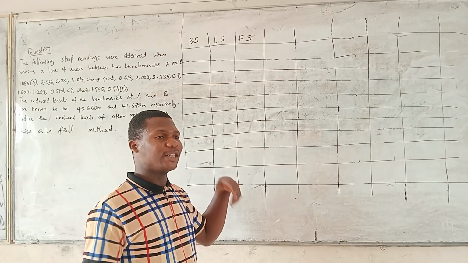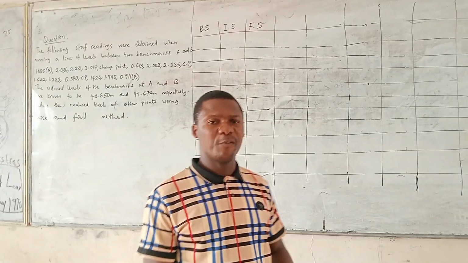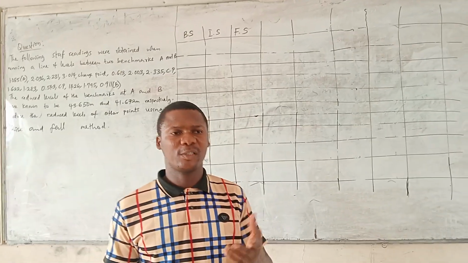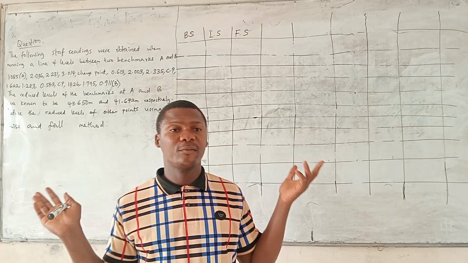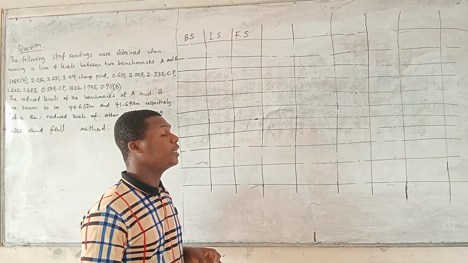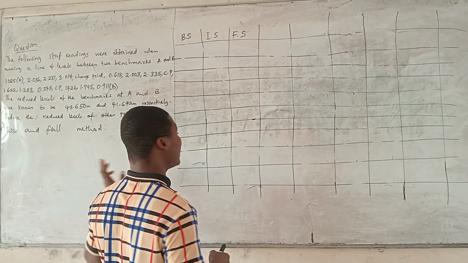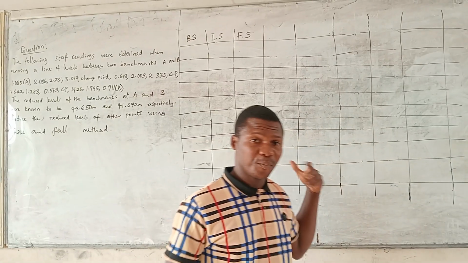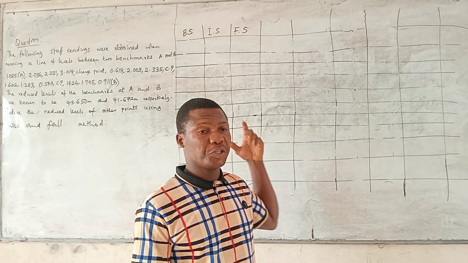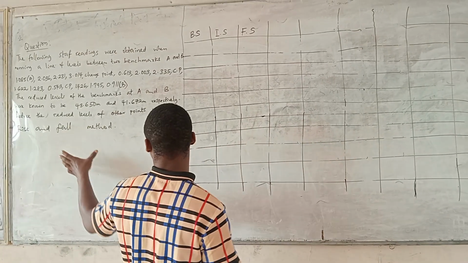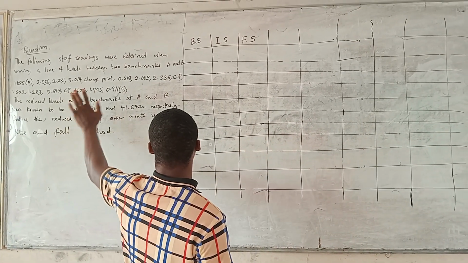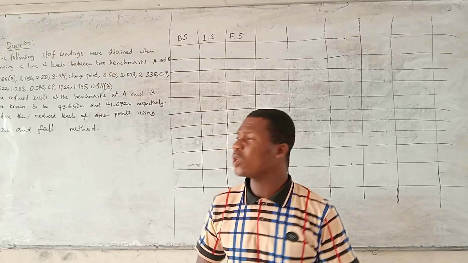Just like I've explained in the first video, we have two methods of reducing leveling fieldbook: the height of instrument method and the rise and fall method. In the previous video, I used the height of instrument method, but this one now we're using the rise and fall method. Here is the question that we want to solve.